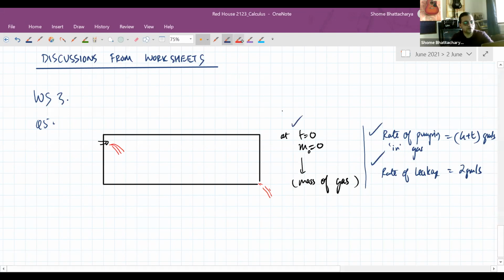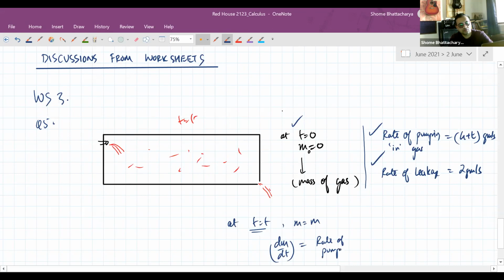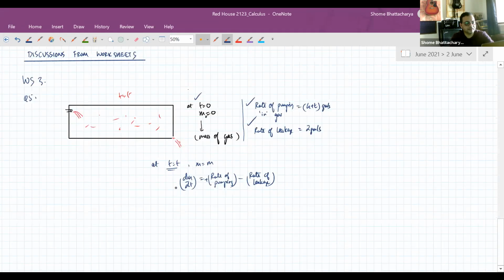So from this, we can see that at some point of time t, let's say there's a certain amount of gas in the cylinder. So at some time t equal to t, let's say the mass of gas in the cylinder is m. So the instantaneous rate of change of mass will be equal to the rate of pumping with a positive sign, because it's increasing the mass of gas, minus the rate of leakage. So rate of leakage comes with a negative sign, because what the leakage is doing is it's reducing the mass of gas inside the tank. So that's why the net rate of change, this is the net rate of change of the mass of gas.